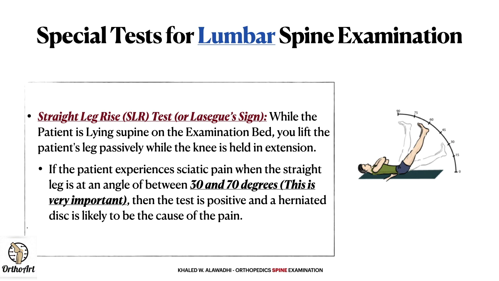with the hip and the knee extended, and when you flex the hip, the positive sign is between 30 and 70 degrees. If you experience sciatic pain, this is very important to remember this angle, the test is positive, and possibly there's a herniated disc. Most likely it's the cause of the pain.